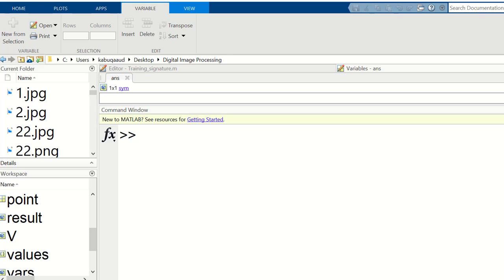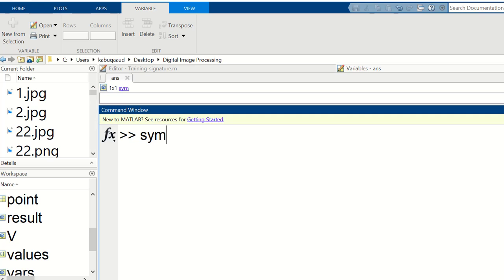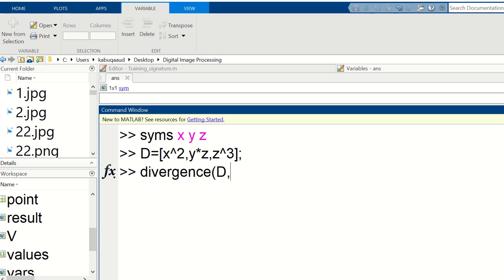Let's check our answer using MATLAB. To enter the vector D, we enter its components, and then we use the command divergence.